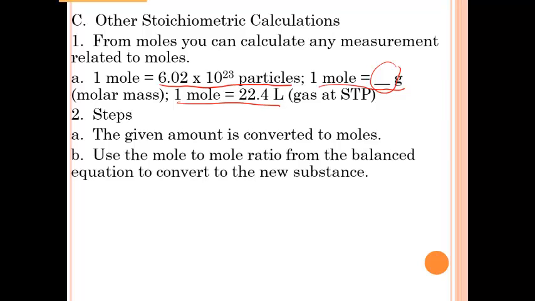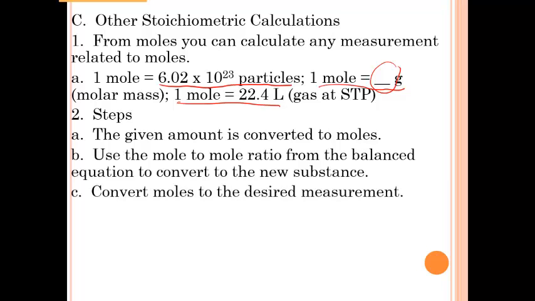Once you have your original amount in moles, we want to use our mole-to-mole ratio, and we want to convert that to whatever our new substance is. So maybe we're going from water to just hydrogen, or whatever elements and formulas are in your balanced chemical equation. Make sure that you do have a balanced equation. But once you have your moles of your new substance, then we can convert to any of these above measurements.